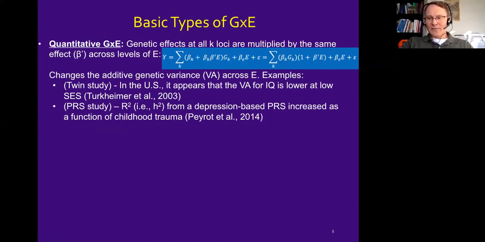There are two kinds of G by E if we're talking about polygenic models. The first is interactions where the genetic variance itself changes across the level of E, but the SNPs may be completely in common. They're just affected by a scalar.